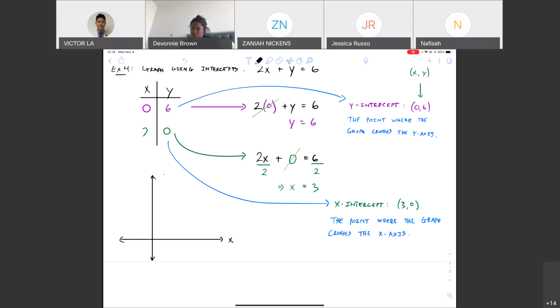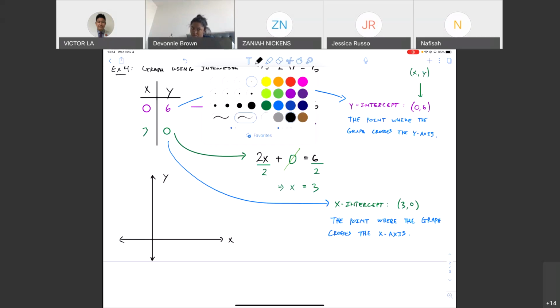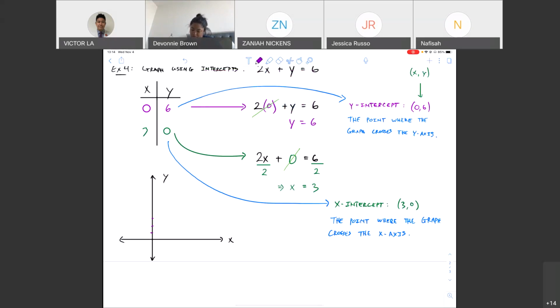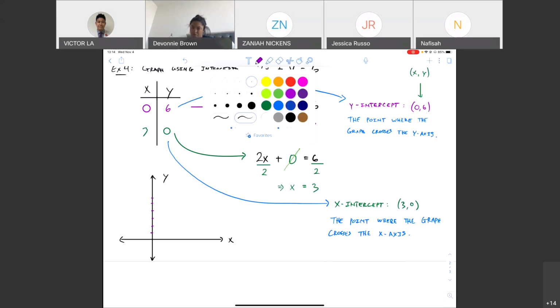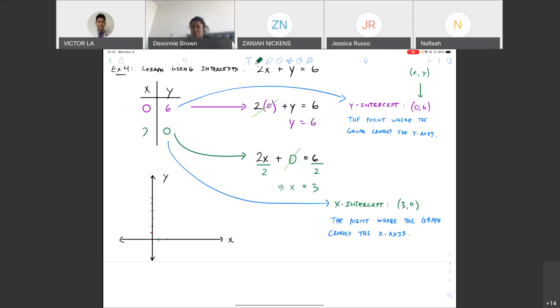This is x, this is y. I know that in the y direction, I have to go up 6. So 1, 2, 3, 4, 5, 6. In the x direction, I now have to go out 3, 1, 2, 3. So here's my point, right? 3 comma 0. Here's my point up here, 0 comma 6, which is right here. And I can draw my orange line between them.